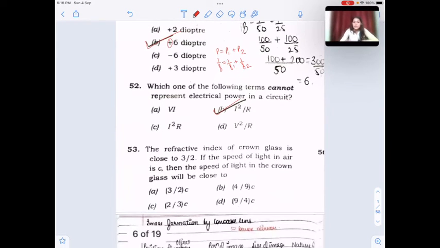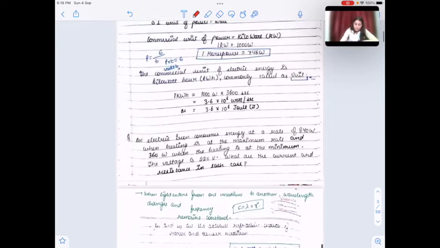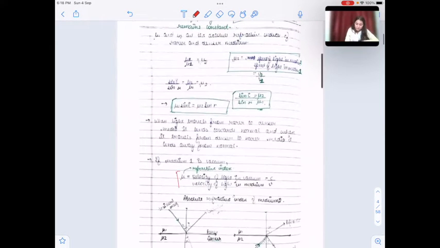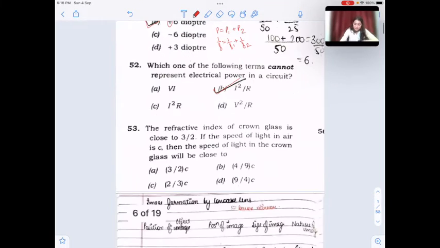Next question, refractive index. So I will show you the formula from notes. This is the formula for refractive index. Mu is equal to C by V. Here you are given mu and C, and you have to calculate V. So V is C by mu. Mu is 3 by 2, so it would become 2 by 3. So 2 by 3 C is the answer.